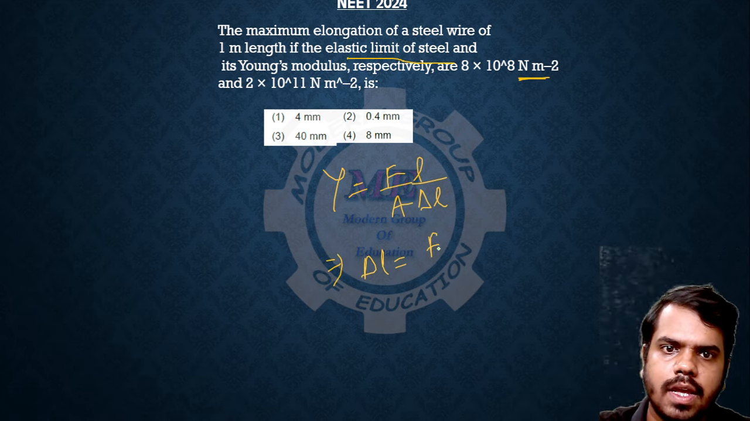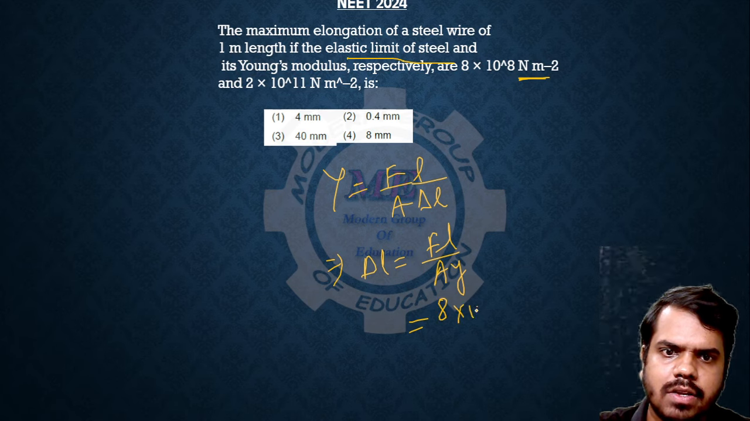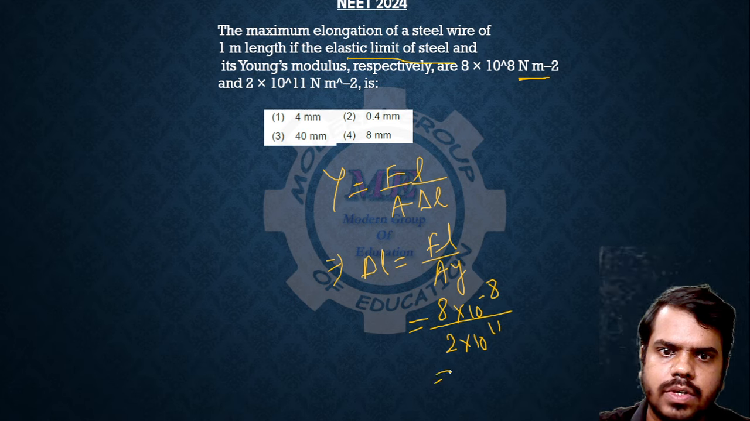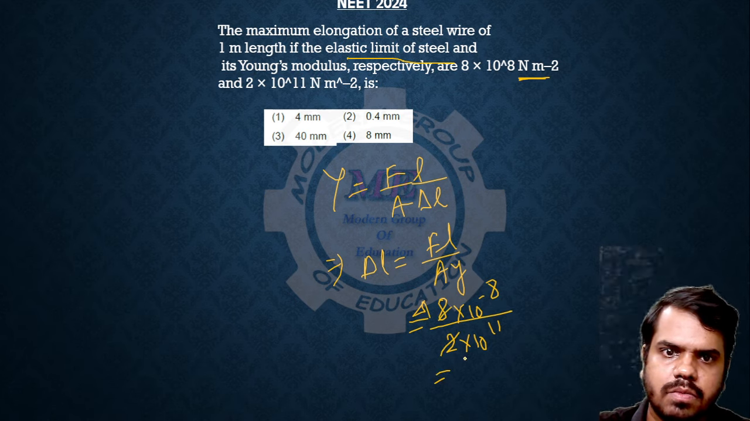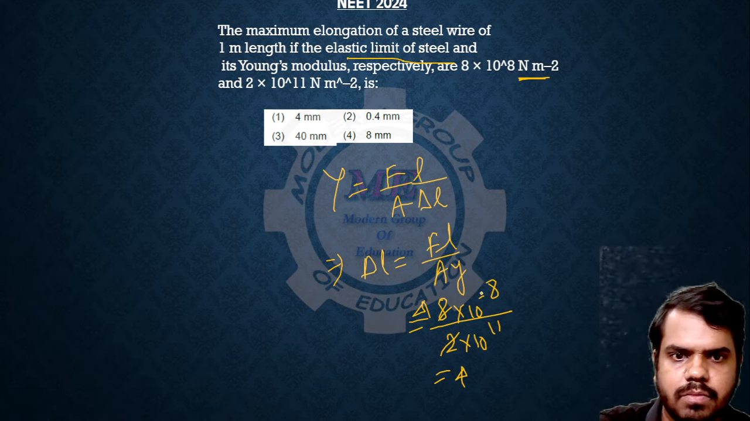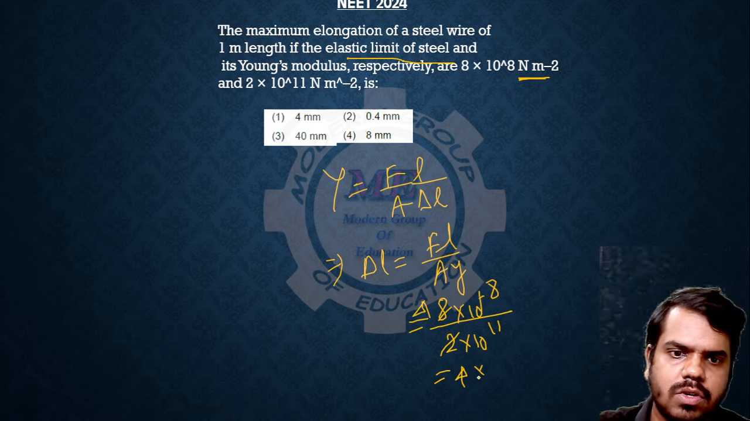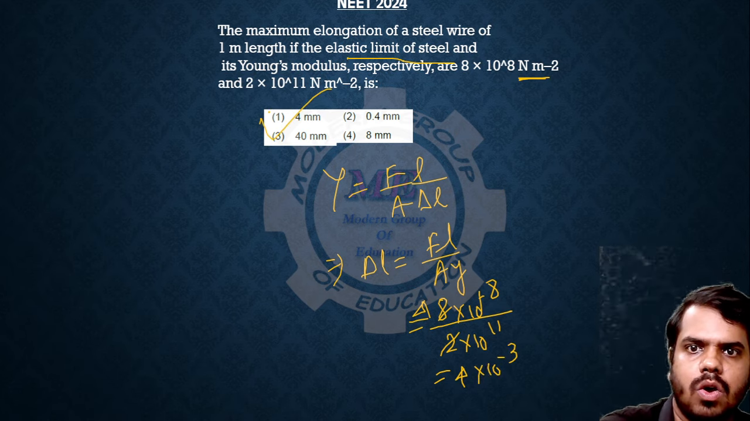So it will be F by A, which is given as 8 × 10^-8, and Y is 2 × 10^11. So it will be 4 × 10^-3. That means the exponent is 4, minus 11 plus 8, so 4 × 10^-3 meter, so it will be 4 millimeter. Option 1 is correct.